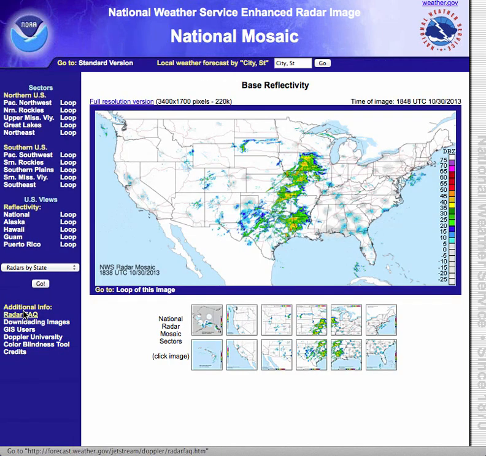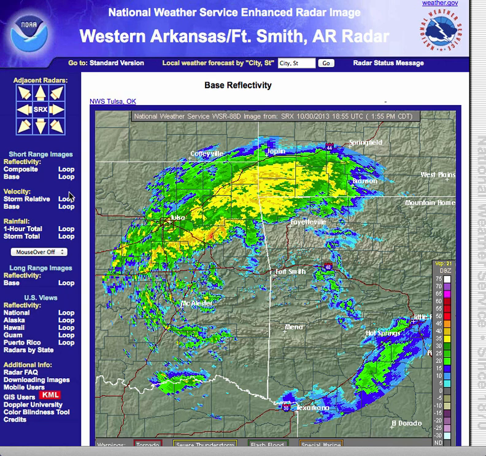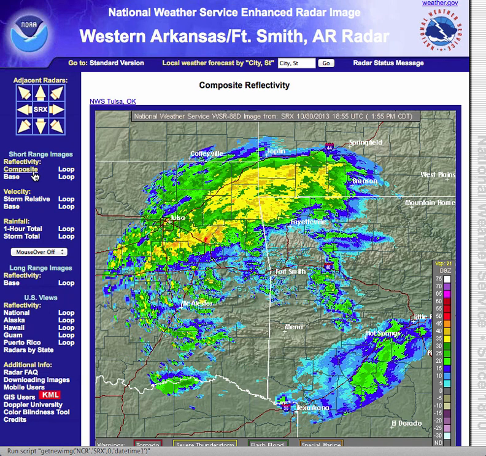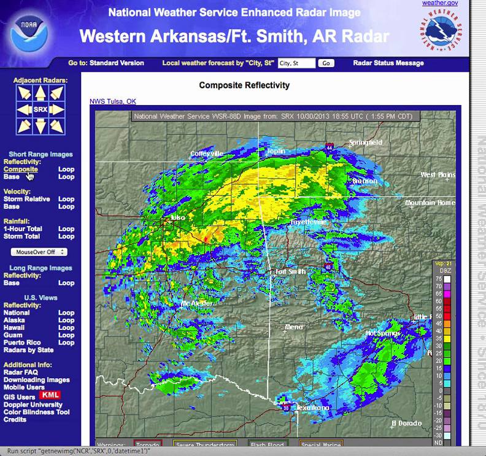Let's go back to the lower 48, and here we have our radar again. And again, for today, in this scenario, we have a lot of showers and thunderstorms developing out here in the plains. And you can see, here's the base. You got your precipitation. Now, what does the composite look like? It looks a little bit different, right? Base, composite. What are we seeing?